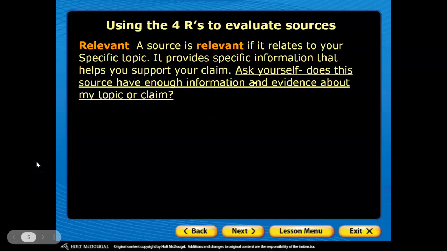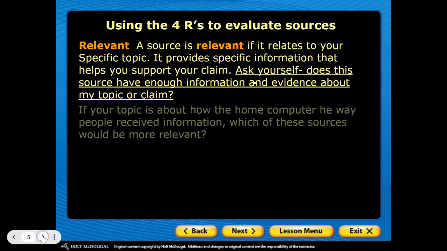The first R is relevant. So if something is relevant, it connects or relates to whatever is going on. So if a source that you choose is relevant, it's going to relate to your topic. It provides specific information that helps you support your claim. Ask yourself, does this source have enough information and evidence about my topic and claim?